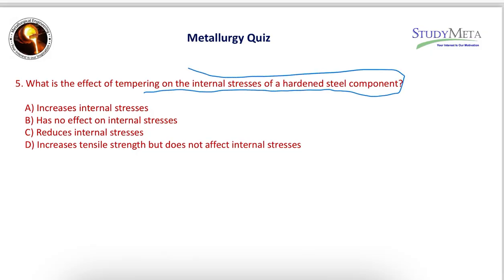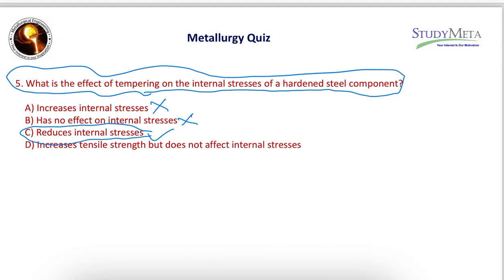Now the next question is, what is the effect of tempering on the internal stresses of a hardened steel component? As I discussed in the first question, tempering is usually used to reduce the brittleness and also to reduce the internal stresses. So here the options are, increases internal stresses, wrong. Has no effect, wrong. Reduces the internal stresses. So the correct answer is C here.